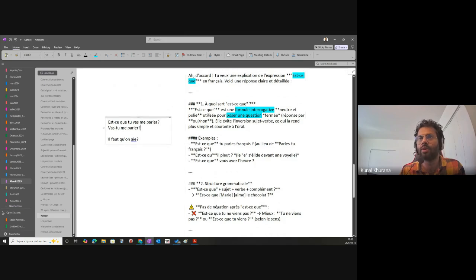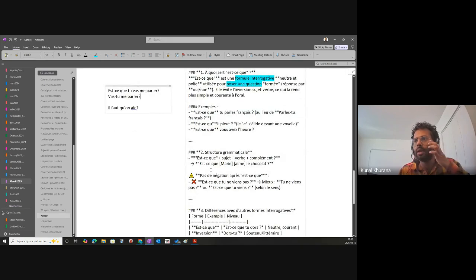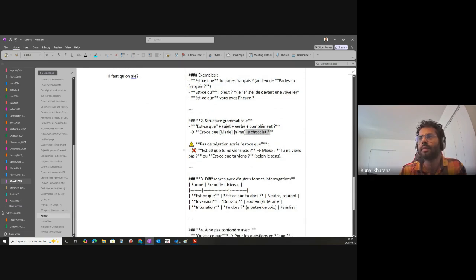So this is the second case we already did. Now we're coming to the grammatical structure. So est-ce que plus sujet verb complément. That's just how they have detailed it. So it's est-ce que formation, then subject, then verb, then complement. That's how we write it. Pas de négation après est-ce que. So what they are telling us is that we do not use a negation after est-ce que.